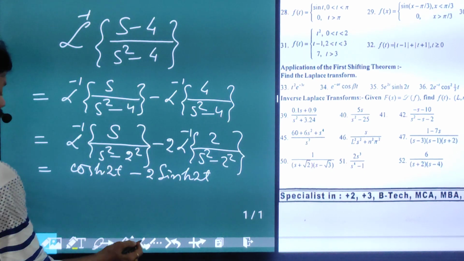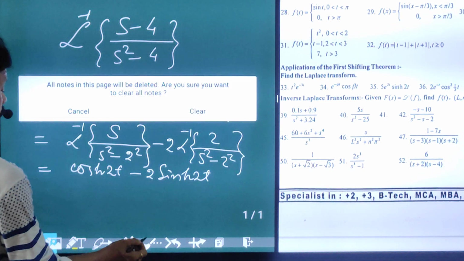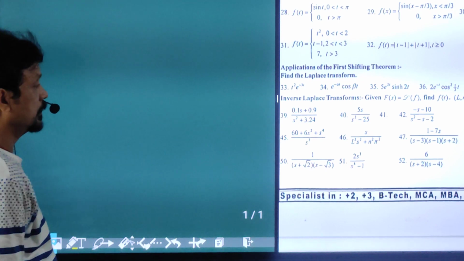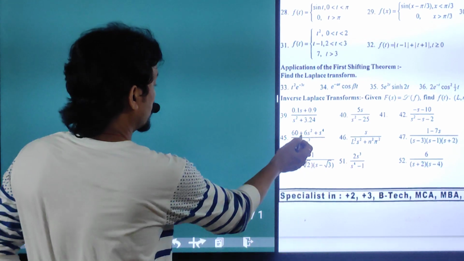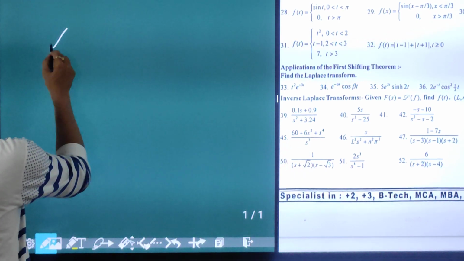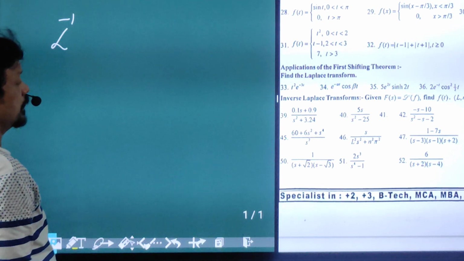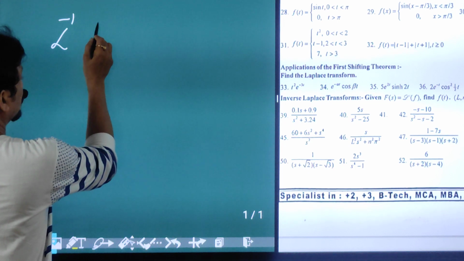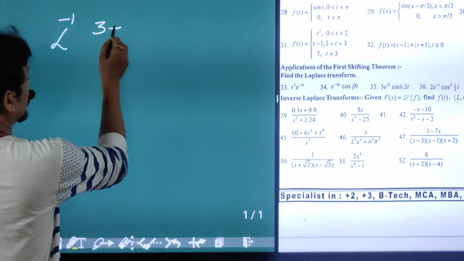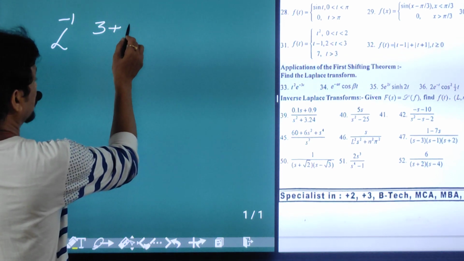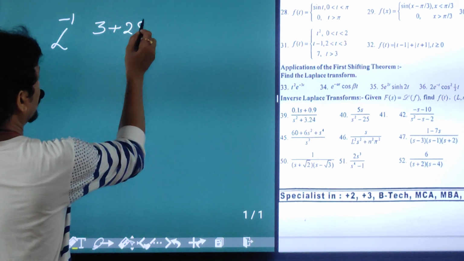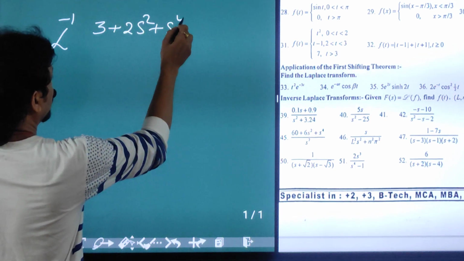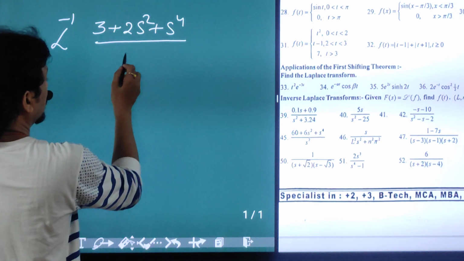Okay, so let us see. This question, not exactly this one, I am doing a different question, so that these problems will be homework for you. (2s square plus s to the power 4) divided by s to the power 7.